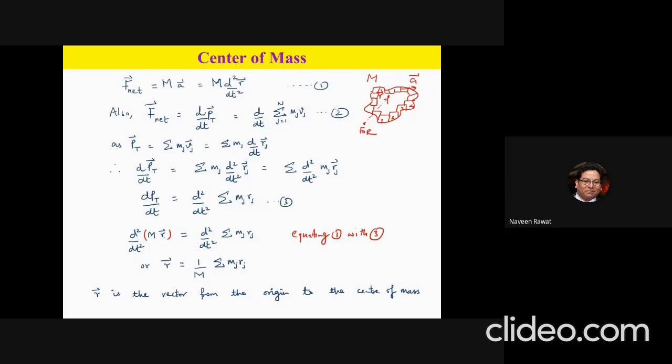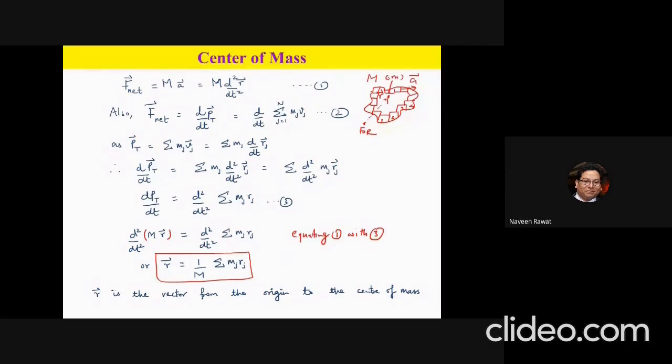And so you're left with an equation that r, the position that we are interested in of this entire motion of this system, is equal to 1 over m, so 1 over m can go on the other side, and the summation of mj rj. And this is your equation to find the position of the center of mass for a system that is composed of many objects. And r is the vector from the origin to the center of mass position right here. So this position is your center of mass.